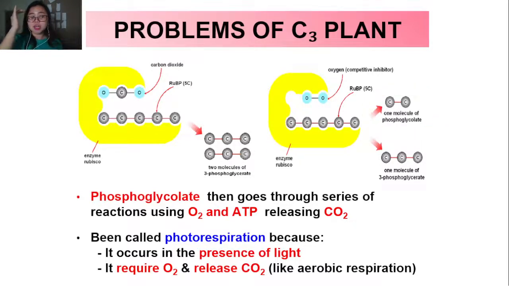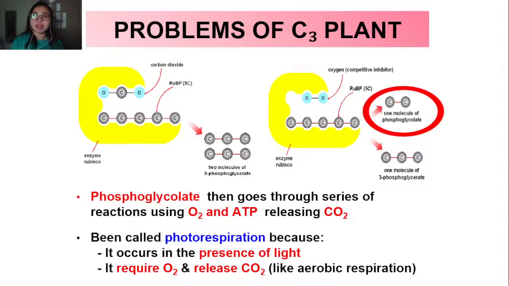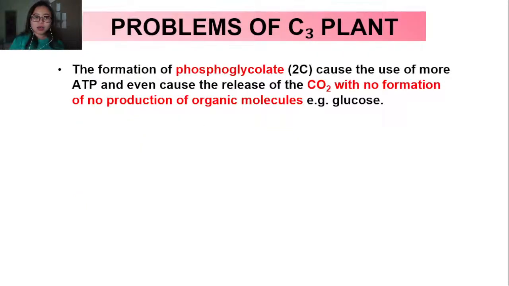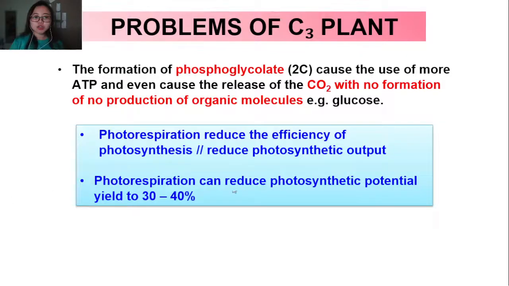If we look only at the carbon dioxide and oxygen, it seems like this is aerobic respiration. But it does not generate energy, instead it wastes energy. The formation of phosphoglycolate caused the use of more ATP and even caused the release of carbon dioxide with no production of organic molecules, such as glucose. So it will reduce the efficiency of photosynthesis, or you can say it reduces photosynthetic output.